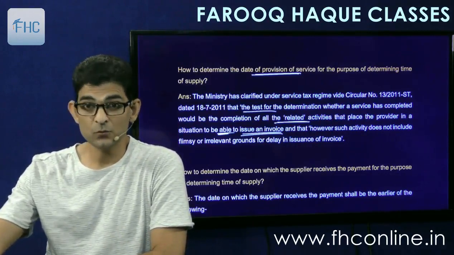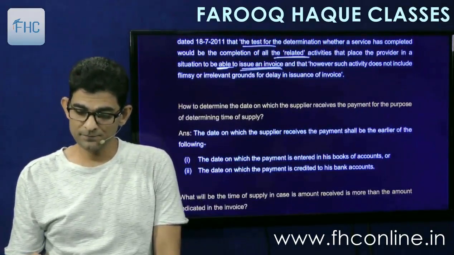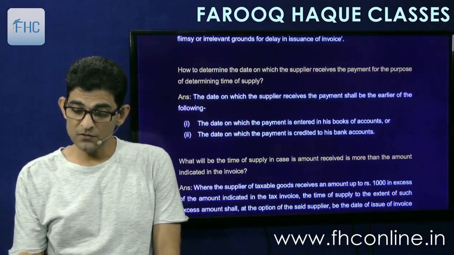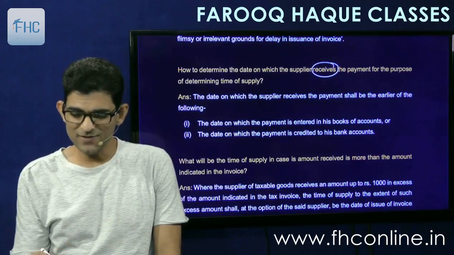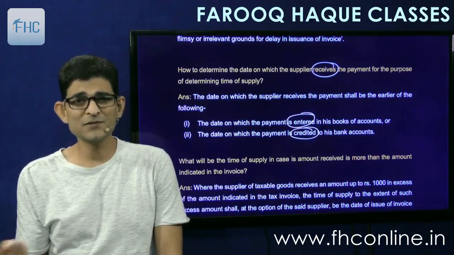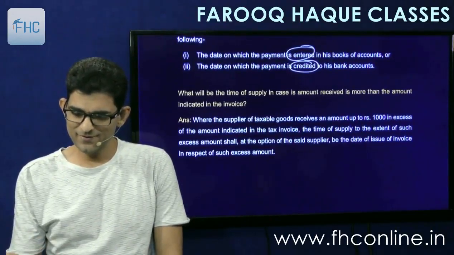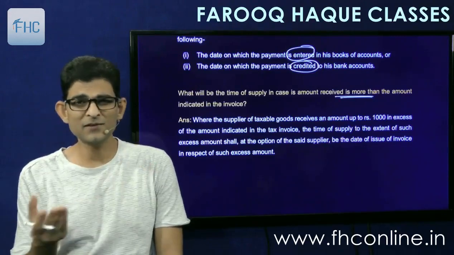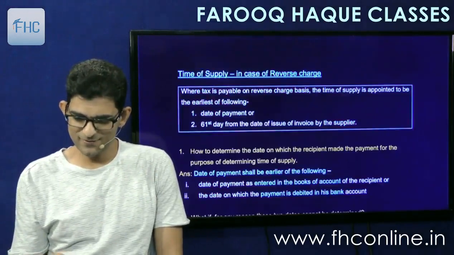So that is an interesting circular. Then how to determine the date on which the supplier receives the payment? Simple one. Entry in the books or credit in the bank account, whichever is earlier. Then if it is received in excess, the same thing applies, for that 1000 rupees. Very simple question.